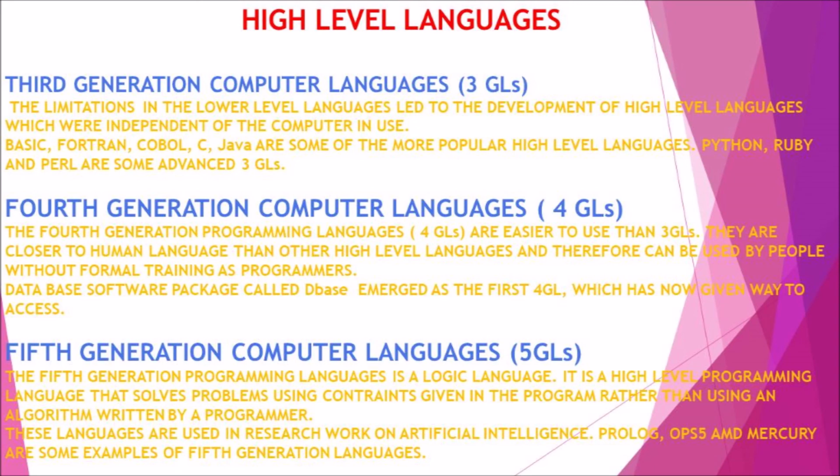And next one is the fourth generation computer languages. The fourth generation programming languages are much easier to use than the third generation. They are very close to human language, like natural language. That's why we say that the fourth and fifth generations are natural language rather than high level language, and therefore can be used by people without formal training as programmers. There is no need for any technical knowledge. Programming knowledge is not necessary. Just a common man can use the fourth generation computer language.